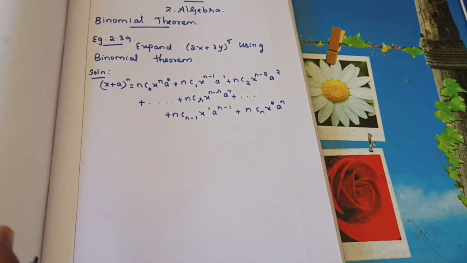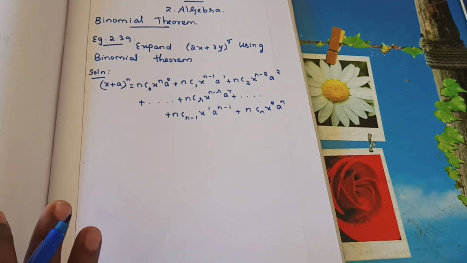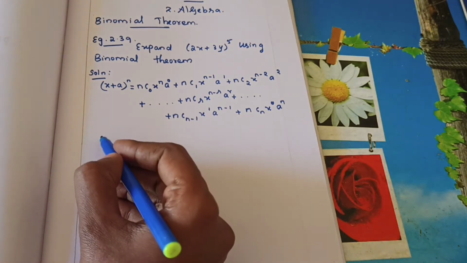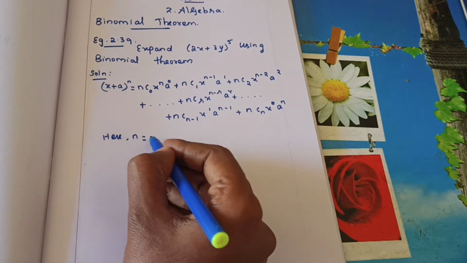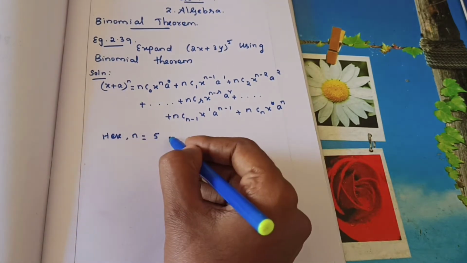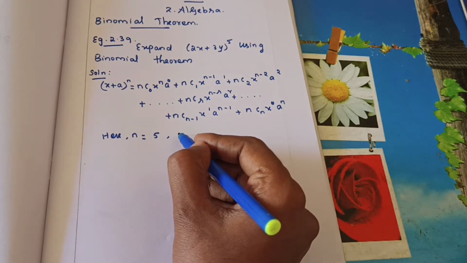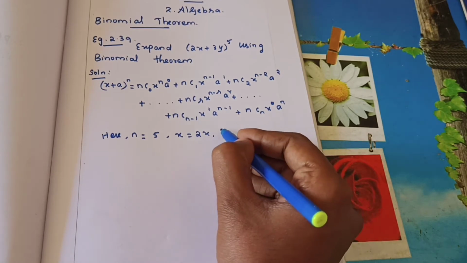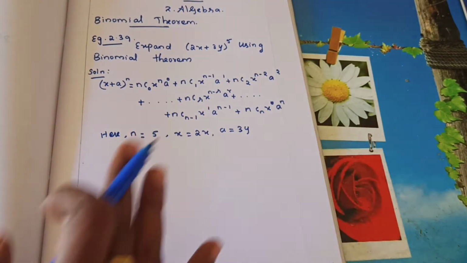So x plus a the whole power n means this is the expansion. If you know this expansion, we are just going to substitute the values, that's all. So here first you write down all the values. What's the value for n? n equal to 5. Then what's the value for x here? In the place of x here is 2x, correct? Then in the place of a, what's here? 3y. Just substitute the values in this expansion.